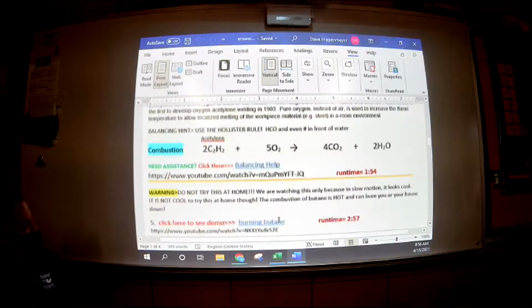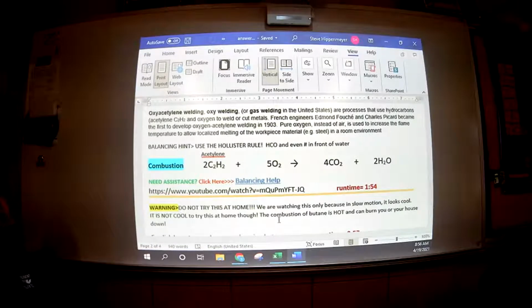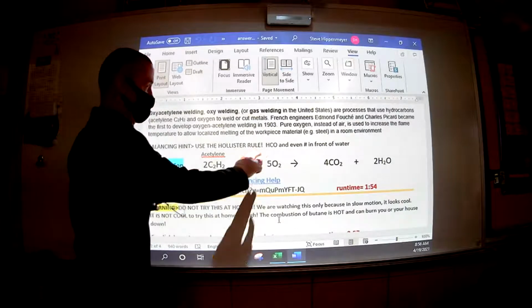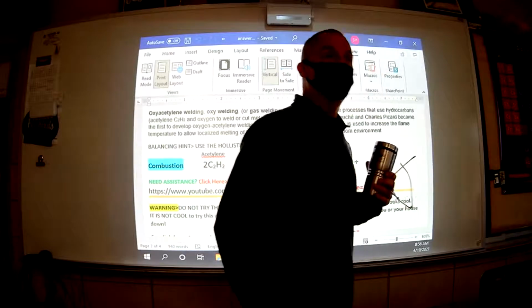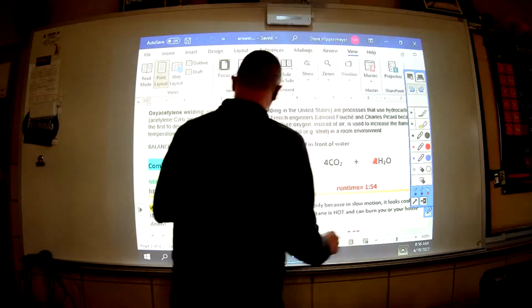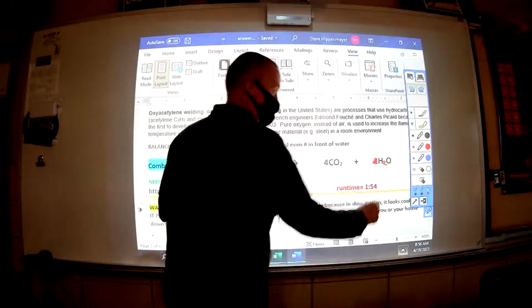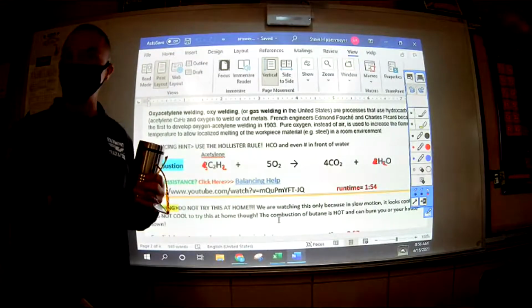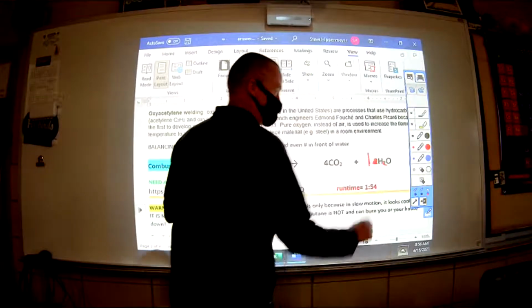How about right here? Combustion reaction. They reminded you to use the Hollister rule, and it gave you the 2 parts of the Hollister rule right here. HCO, Hollister Company, even number in front of the water. A lot of people had trouble balancing this one because when we started, there was no 2 there. A lot of people would say, oh, there's 2 hydrogens there, there's 2 hydrogens there, they're balanced, I don't need to do anything to the hydrogen. Well, when there's no number written in front of the water, it's understood to be a 1.